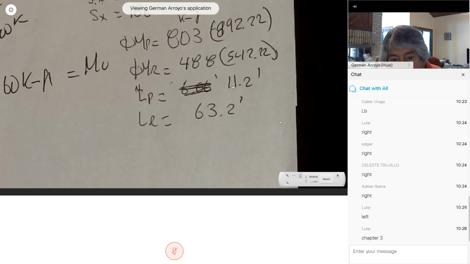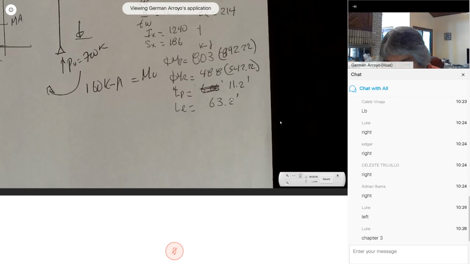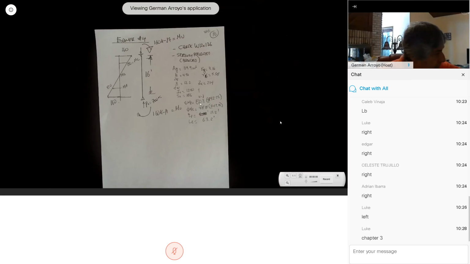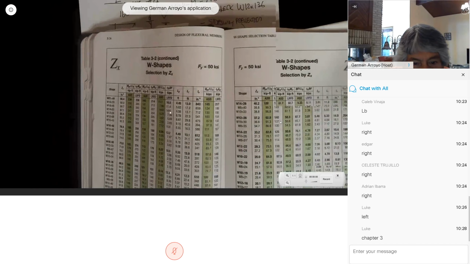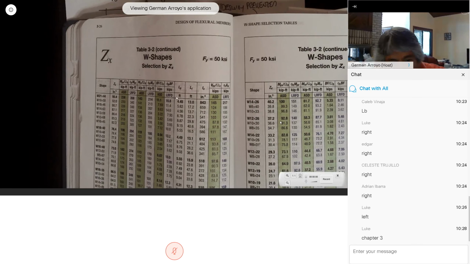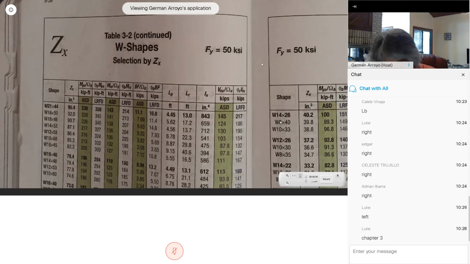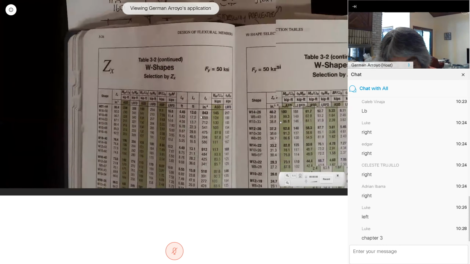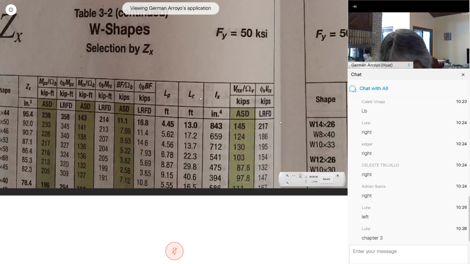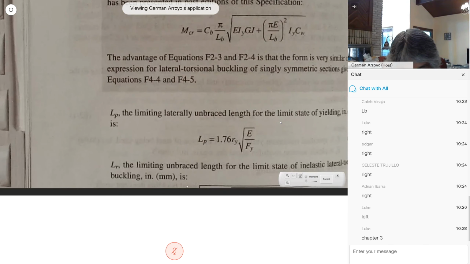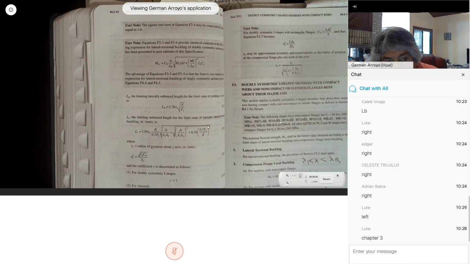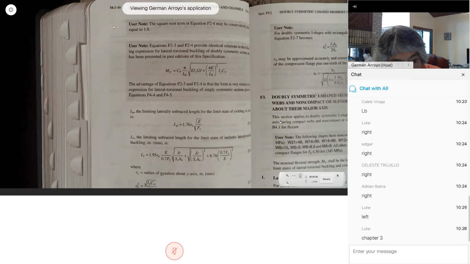Also, if we do not have a built-up section but we have something different than 50, I know that we're so used to our code that you just touch the page that you want and it shows up. This is only for 50. So if I give you Fy 65, you have to recompute this value, because these equations, I know that you know where they are, are in the specification, 15.1-48.